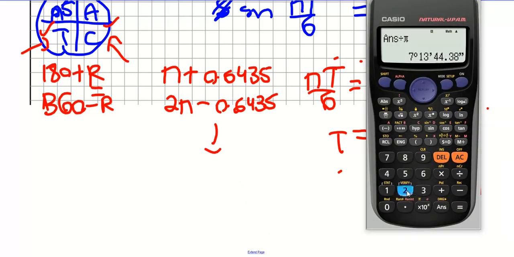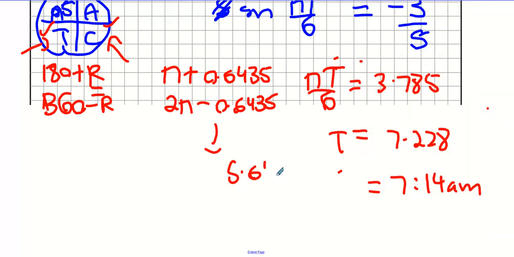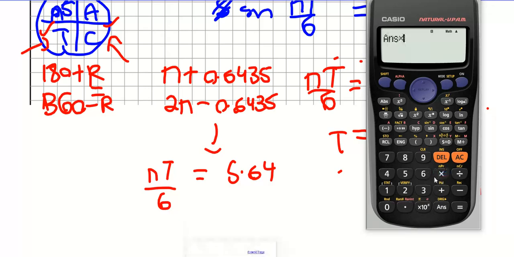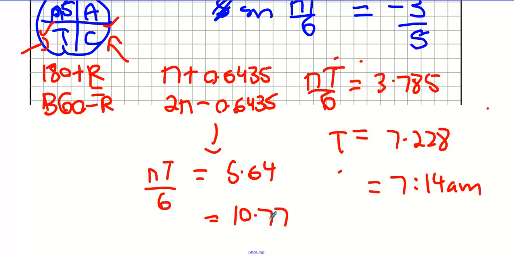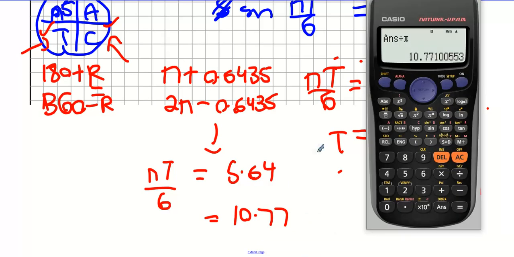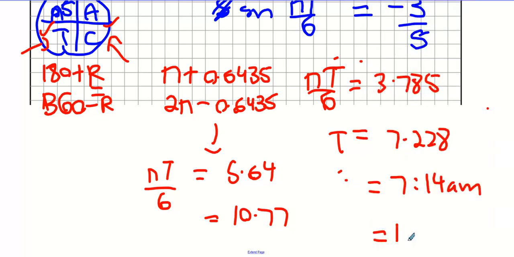I'm going to do the same procedure for the second answer, where I'm going to do 2 pi minus 0.6435, and I get this number here, so 5.64 if you want. It's very close to pi t over 6. I'm going to multiply by 6 and divide by pi. So multiply by 6, divide by pi, and I get 10.77. And then if I change this into hours and minutes, I get 10 hours and 46 minutes. So the second time will be 10:46 a.m.